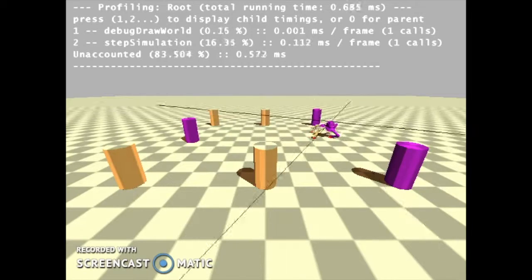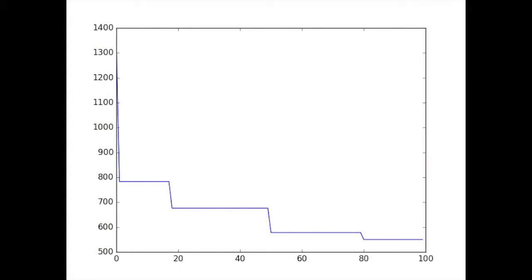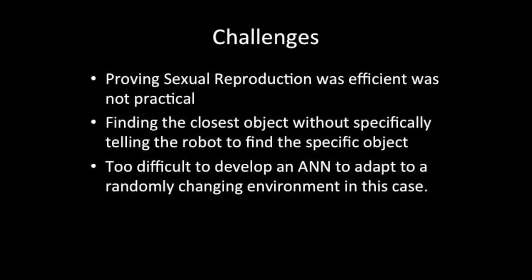The algorithm was still able to show that evolution occurred, and we can visualize this with the fitness curve that is shown. I found that it could not be easily proven that sexual reproduction was beneficial, and having objects that randomly change their positions were very difficult to overcome.